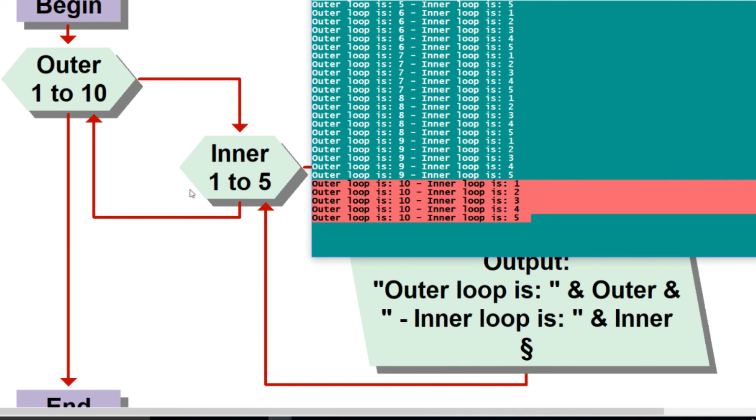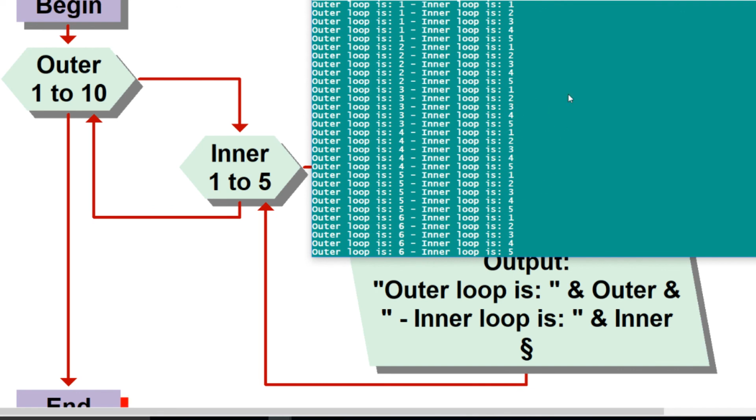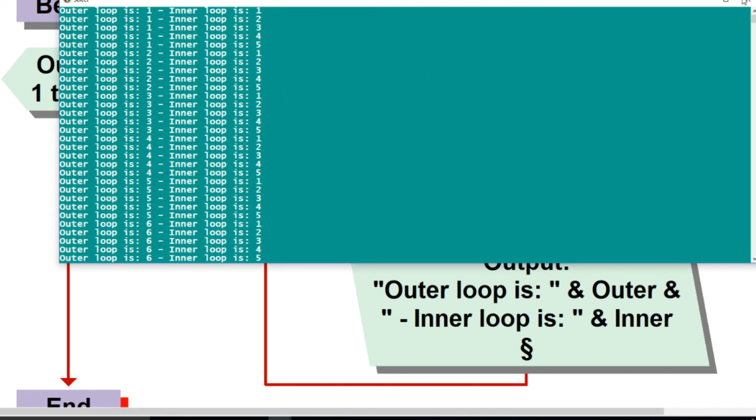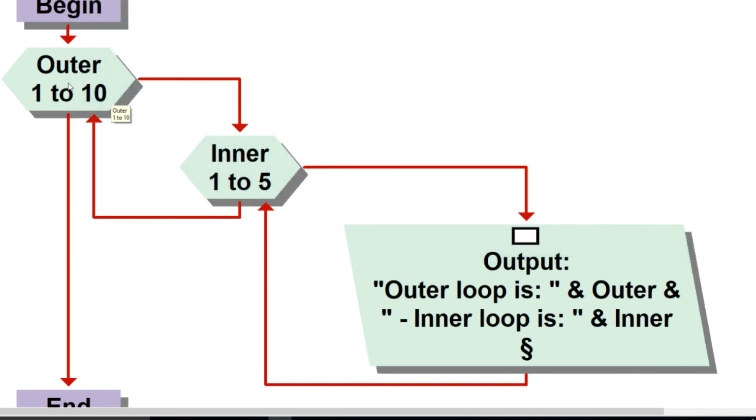Well, what does it mean to execute the inner loop? It means that it needs to print out, or to execute, 5 times. So, in general, we've got a lot of loop executions happening. And so this little program can give us an idea of how nested loops work. There's no problem with having one loop inside of another loop.